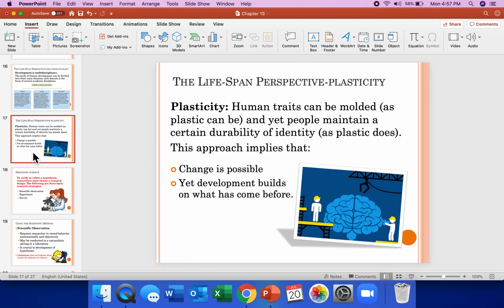The final aspect is plasticity, and plasticity is defined as human traits can be molded as plastic, and yet they remain durable and predictable to a certain point, just like plastic. So this means basically two things. One, change is possible. You can't really say that that's it, you're done.